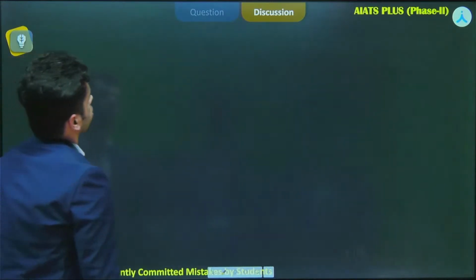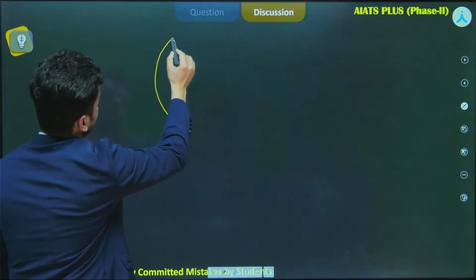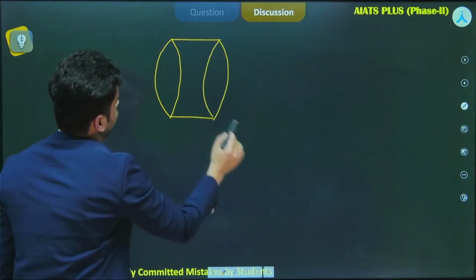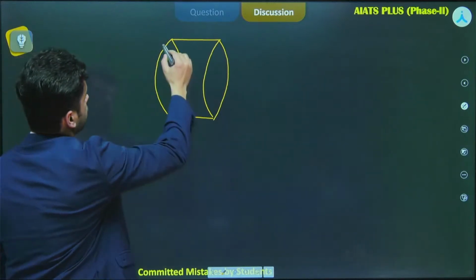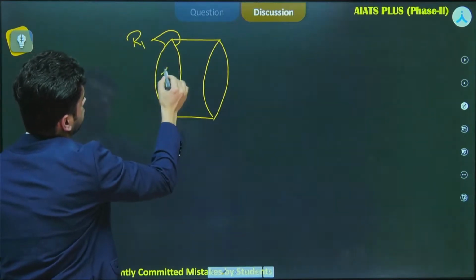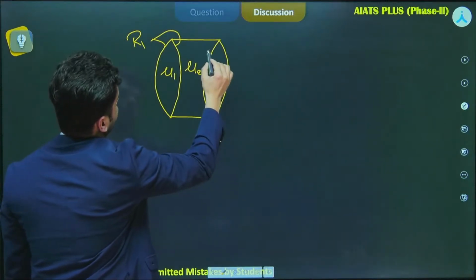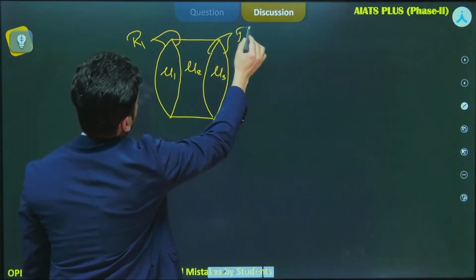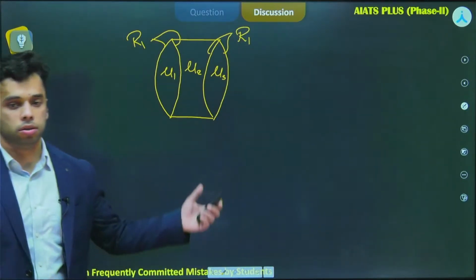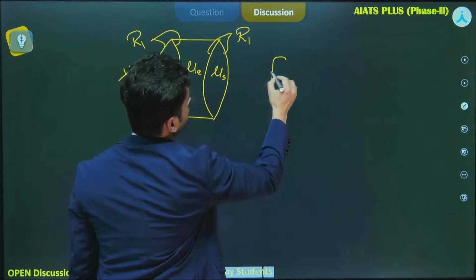Now, if you understood the concept, solve this problem. We have a convex lens, and we have a combination like this. The radius of curvature of both these is R1. The refractive index of this one is mu1, this one is mu2, and this one is mu3. And over here, again, this is also equal to R1. We need to find the equivalent focal length of the combination. F equivalent is what we are required to find.